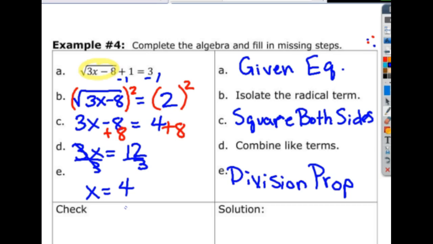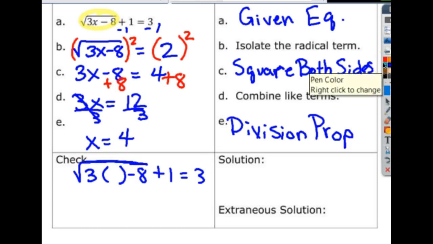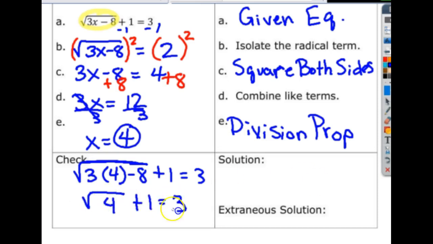You have to check your answers. How do you check your answers? You write the original problem down, and in place of the x, I'm going to put this 4 that I just figured out. So what's 3 times 4 minus 8? So that means 2 plus 1 equals 3. True or false?